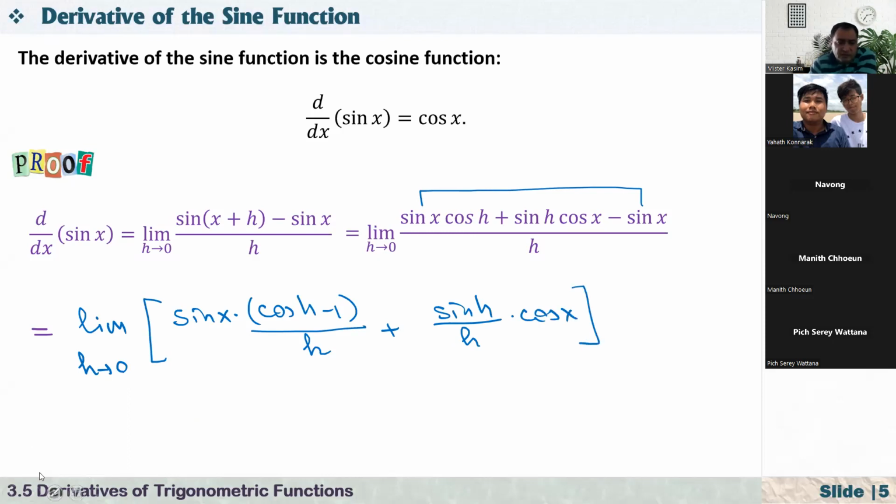So now we know how to evaluate these limits, because sine of x is not dependent on h, so it's like a constant for a function of h. That's why its limit is equal to sine of x. And cosine of h minus 1 over h, as h approaches 0, we have just proved this, that's equal to 0. Plus sine of h over h, as h approaches 0, we have also proved this, that's equal to 1. Cosine of x is not dependent on h, that's equal to cosine of x. Now, if you simplify this, that's equal to cosine of x.